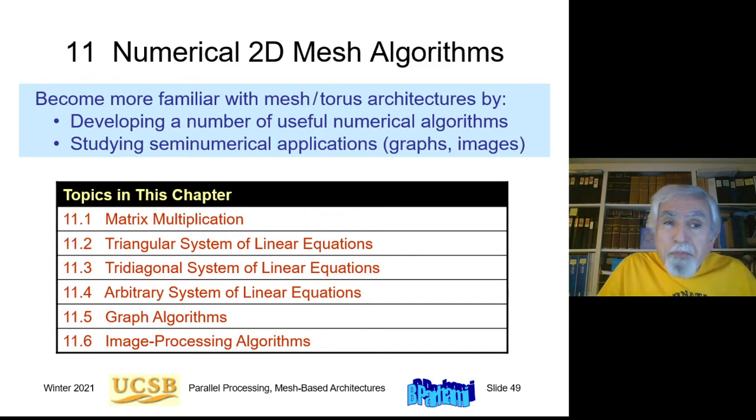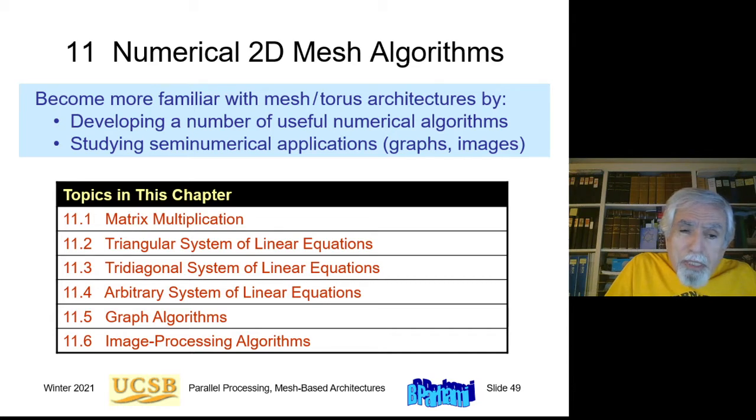In chapters 9 and 10, we dealt with sorting and data routing. So the algorithms are basically non-numerical in nature. So this is the first experience with numerical algorithms on meshes.